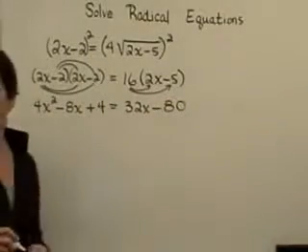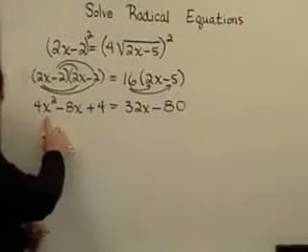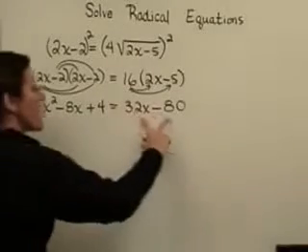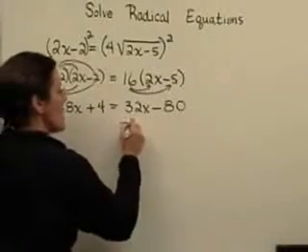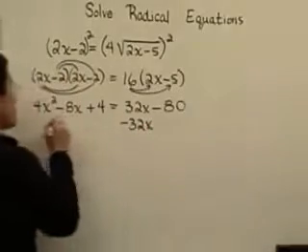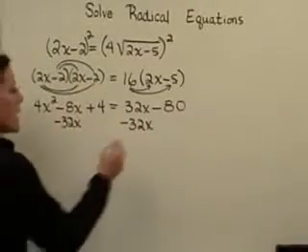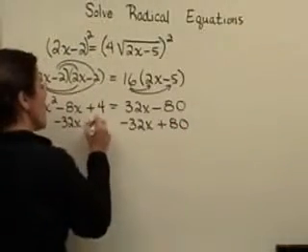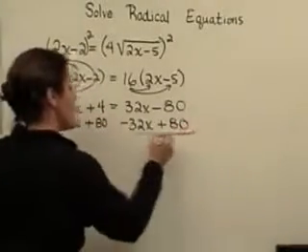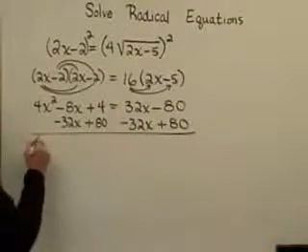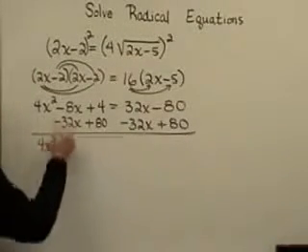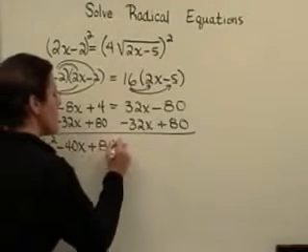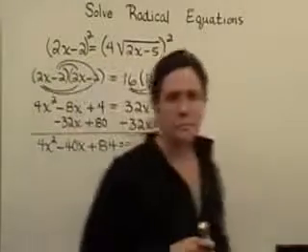And now what I've recognized is that I have a problem that has an x squared term, so I've got to use the zero product rule again. So I've got to get rid of these two terms on the right-hand side. To do that, I'm going to subtract 32x. And at the same time, normally we don't show both steps at once, but I'm going to add 80 to both sides so that I get 0 on the right. So I have 4x squared minus 40x plus 84 equals 0.